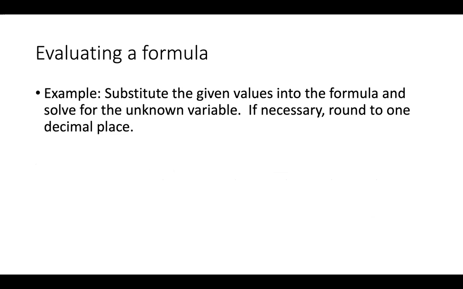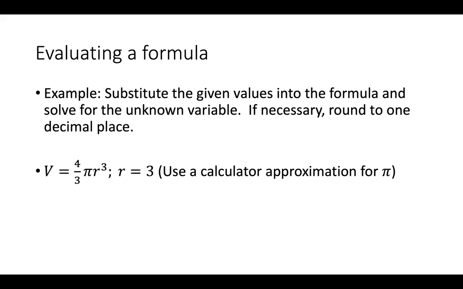All right, so here is an example of evaluating a formula. This is pretty easy. We're going to substitute the given value into the formula and solve for the unknown variable. If necessary, we'll round to one decimal place. So the formula is V equals 4/3 pi r cubed, which happens to be the formula for the volume of a sphere. And we're going to evaluate this formula when r equals 3.